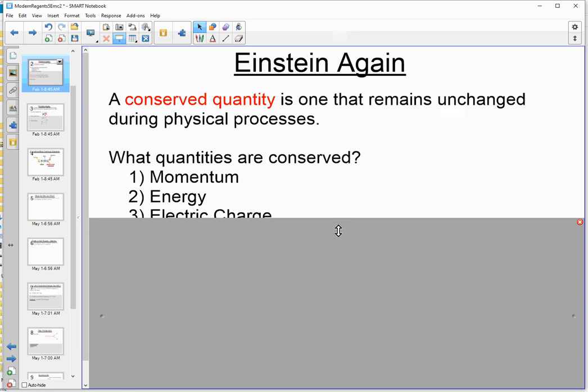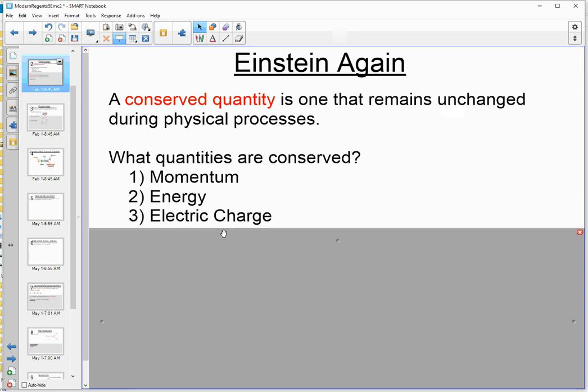And then most recently, when doing the electricity unit, we took a look at the conservation of electric charge, which says that net charge cannot be created or destroyed. So when doing problems where you touched two charged objects together and separated them, that conservation law allowed us to calculate the charge on each object.